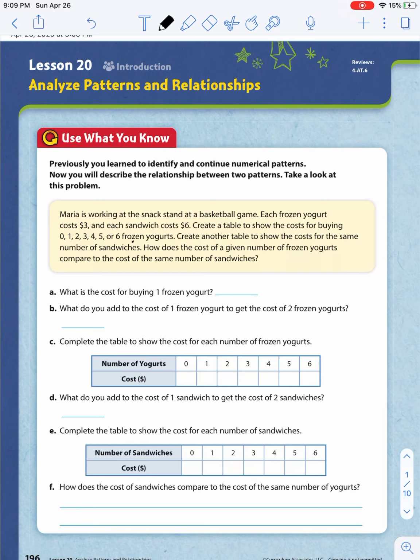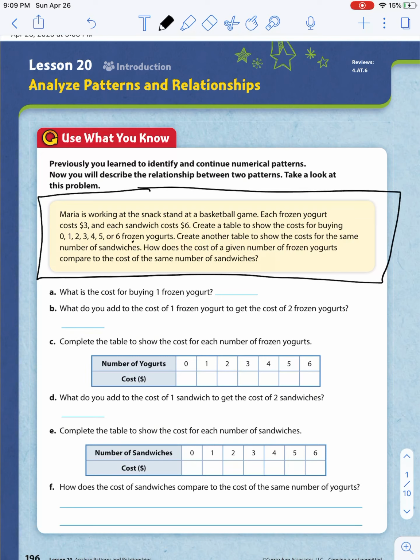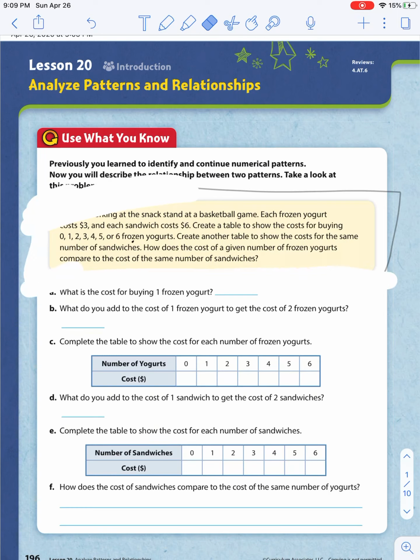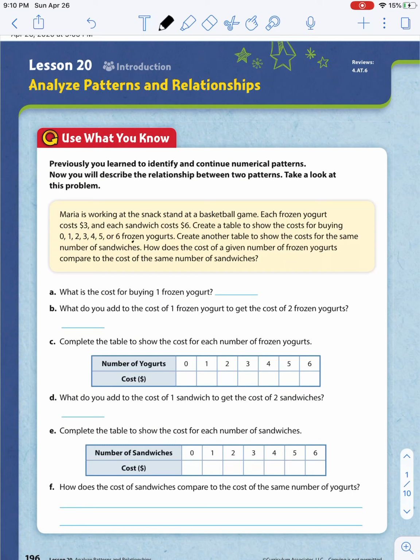If we were in class right now, I would have only shown you a slide that had just this problem on it, because I really firmly believe that we could bust out those dry erase boards right now and you could create some tables to show me what the cost would be. You can see down below that they already gave it away, which the slideshow wouldn't have. They created a table that showed the number of yogurts that you're going to buy and the cost for that many frozen yogurts. They did the same down here for the sandwiches.